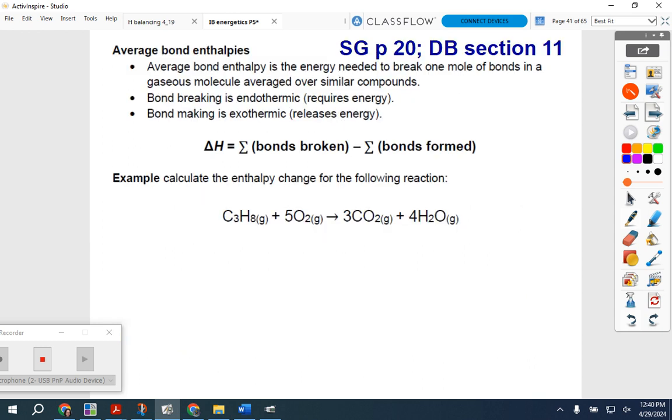All right, so if you look at page 20 on your study guide, there's our definition of the average bond enthalpy. Bond breaking is endothermic, meaning we have a positive delta H. Bond making is exothermic. Okay, so if we think about a substance, I don't like to use the triangle for this. I like to use an energy diagram. It just makes more sense to me, but you could use a triangle as well.